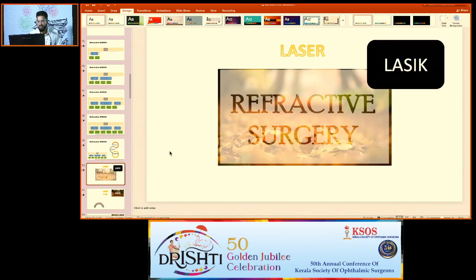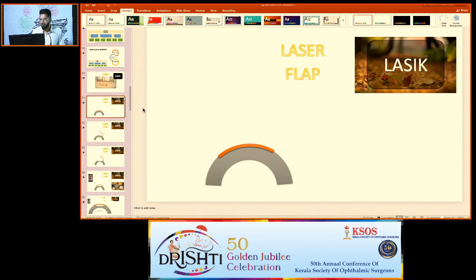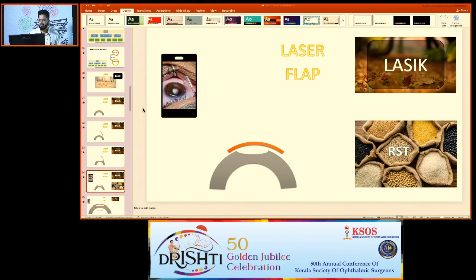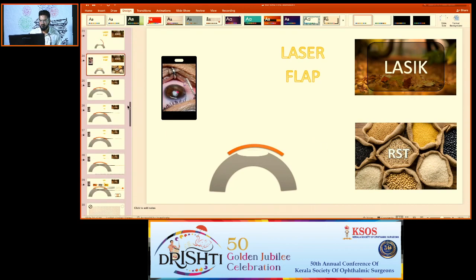So in case of LASIK, what are the parameters we usually keep in mind? We know that an excimer laser is being used and a flap is elevated, and the stroma is being ablated and the flap is placed back. So the first thing we keep in mind is the RST, that is the residual stromal thickness.